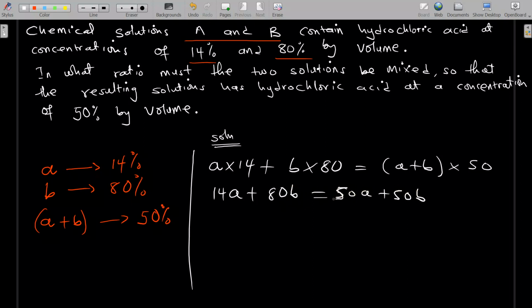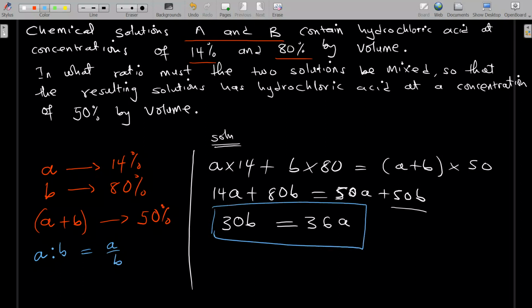Now, if we regroup to make A and B stand on one side each, sending 50B to the left side gives us 30B, and sending 14A to the right side gives us 36A. We are looking for a ratio. What we want is A is to B, and in fraction form this is the same as A over B. So if we can manipulate this equation to have A over B in it, that will be our solution.